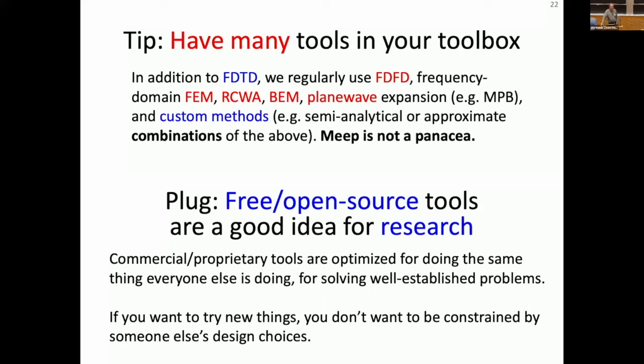And also, I know there are lots of commercial tools out there. There's Lumerical, for example, FDTD and RSoft, and I don't know, HFSS and Ansoft and COMSOL. And these are all powerful tools. But I have always tended to gravitate towards free and open source tools. Commercial proprietary tools are great, but they tend to be optimized for solving really well-established problems, for solving the same problems that everybody else is solving. And if you want to be solving new things, you don't want to be constrained by the design choices that are made by somebody else in some package that you can't get into and modify.